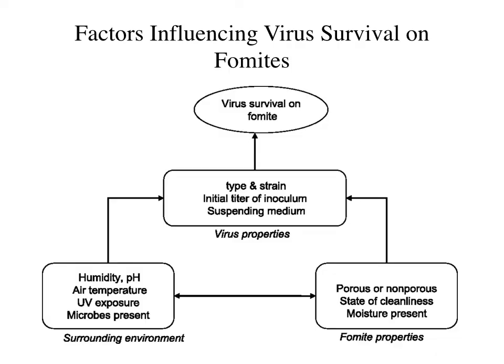Fomites are any surface or object that can become contaminated with viral or bacterial pathogens and that can act as a vehicle of transmission. Studies found that most viruses survived longer on non-porous surfaces, such as metal or plastic, and that respiratory viruses, such as influenza virus, rhinoviruses, and coronaviruses, could remain viable for hours or even days on these surfaces. Under the right conditions, enteric viruses like norovirus and hepatitis A have been known to survive on fomites from weeks to months.